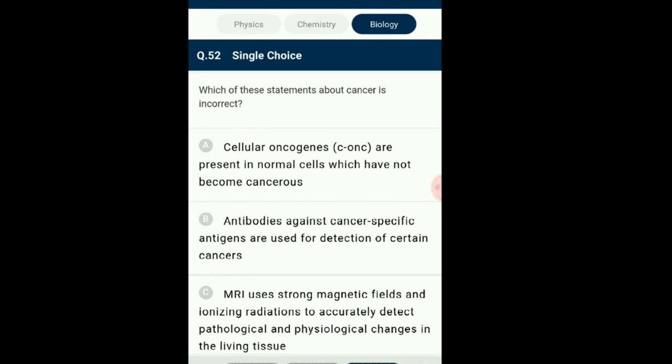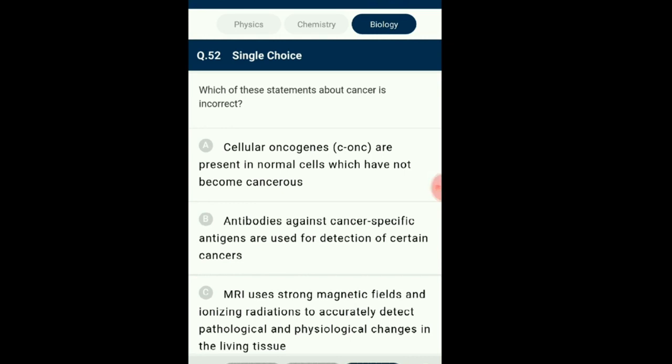MRI uses a strong magnetic field and non-ionizing radiations to accurately detect pathological and physiological changes in the living tissue. Antibodies against cancer-specific antigens are also used for detecting certain cancers. Tumor cells have been shown to avoid detection and destruction by the human immune system. Therefore, the patients are given substances called biological response modifiers such as alpha interferons, which activate their immune system and help in destroying the tumors.